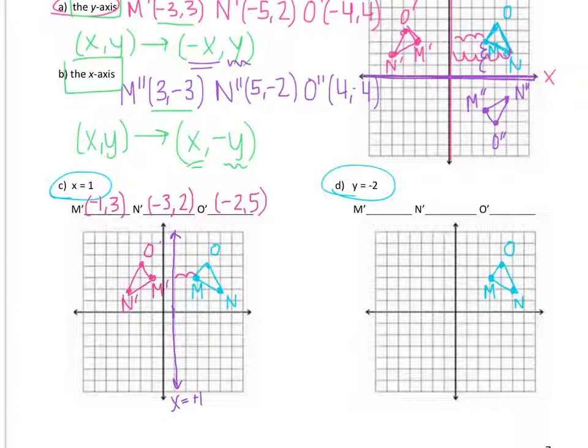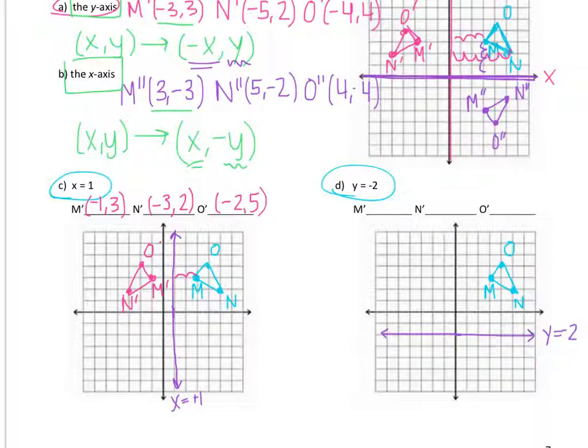And we'll see that again here in example D, where we have the line y equals -2 that we're reflecting over. So again, when we think of where y is -2, I'm going down on my graph 2, and then I'm drawing in that horizontal line. So now I'll take each point of triangle MNO and reflect it over the line y equals -2. So again, we're just using that trick of counting boxes.